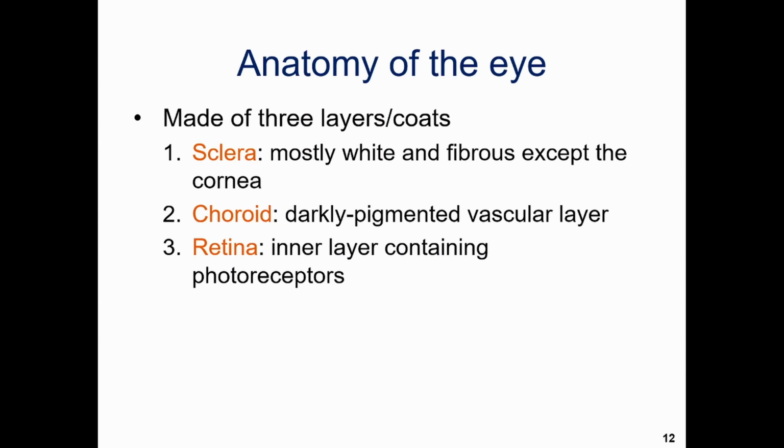The outermost layer, which is what you see, considering it's the whites of your eye, is the sclera. Just underneath the sclera is the choroid, which is where you have a lot of blood vessels and pigment. And then the most inner of these 3 layers is the retina. And this is where you have your photoreceptors for you to be able to detect light.